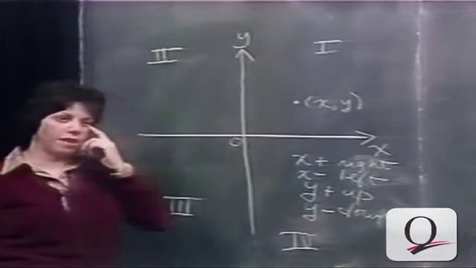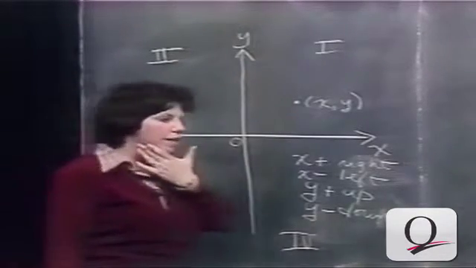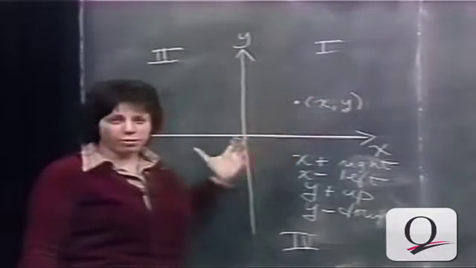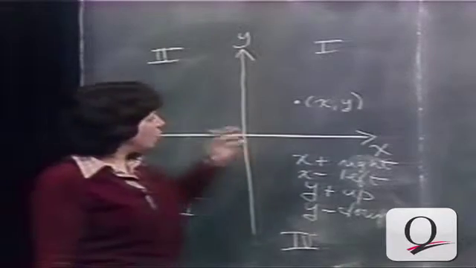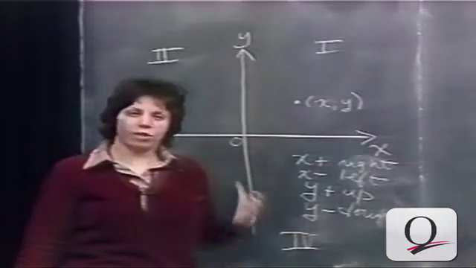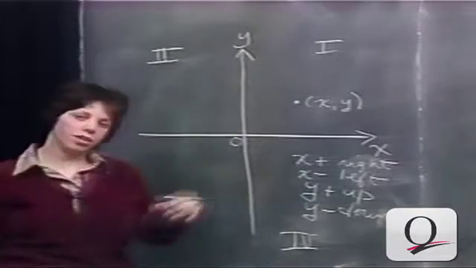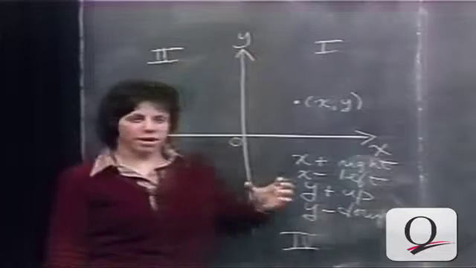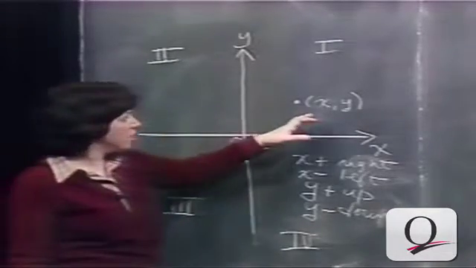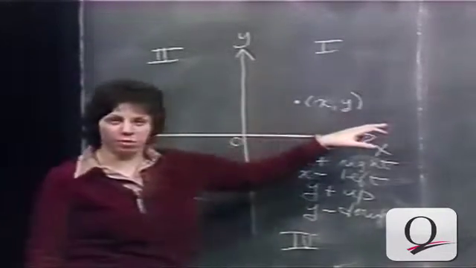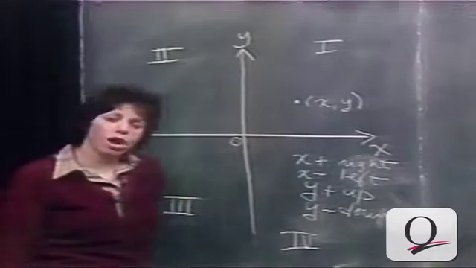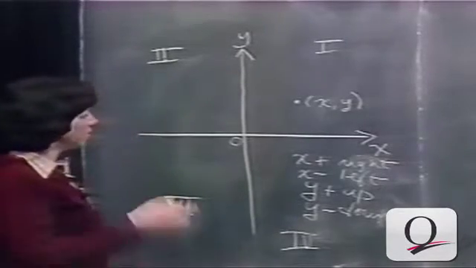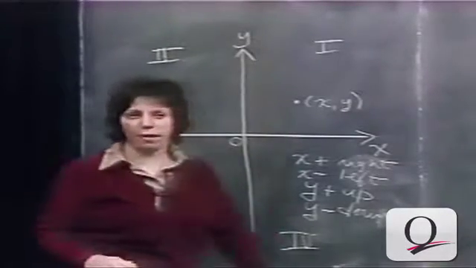Now, this may seem like a very simple idea, and most of you have seen this idea before, but it's a very important idea in mathematics. What we're doing, essentially, is establishing a one-to-one correspondence between the points in the plane, which is essentially a geometric idea, and ordered pairs of numbers, which are basically an algebraic idea. So we're setting up a link between the points of geometry and the numbers of algebra.